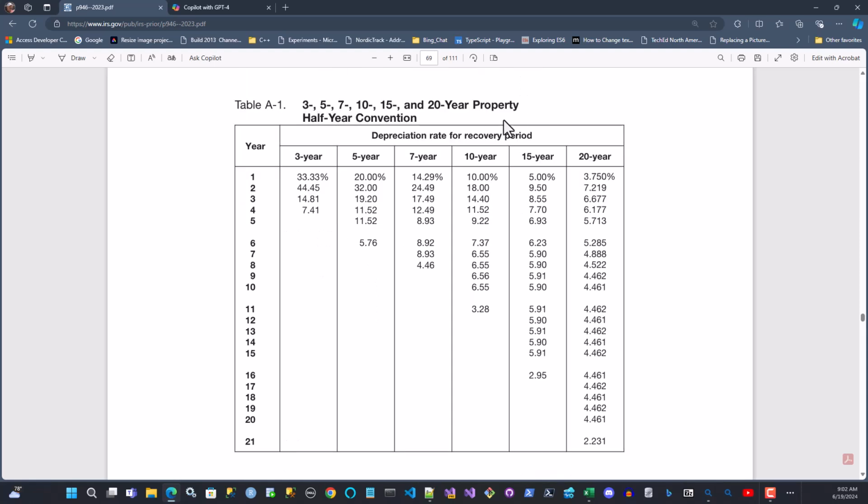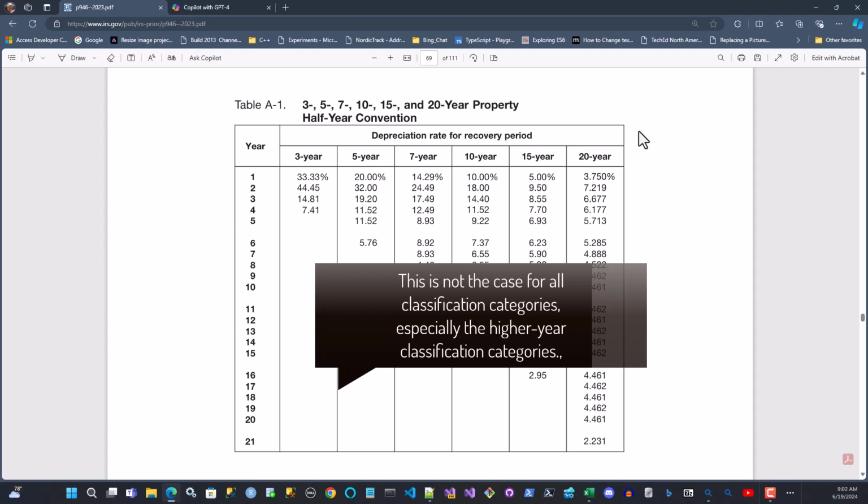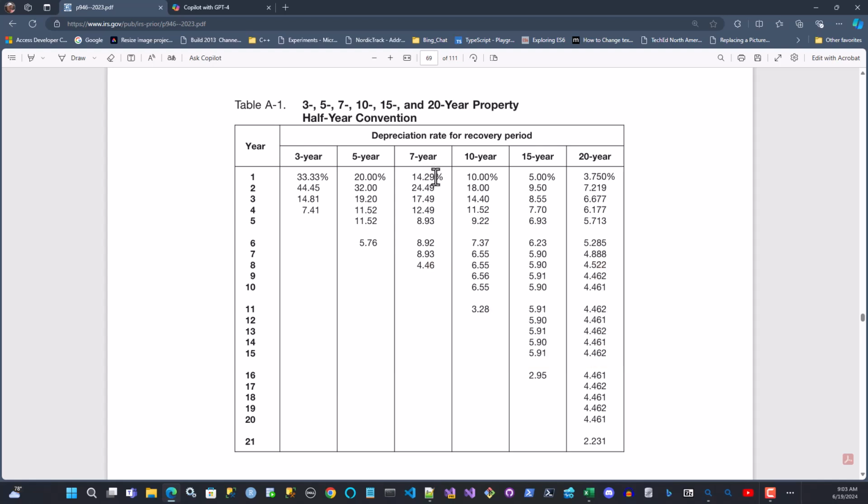It uses what is called a half-year convention. Now, behind the scenes, the method used by the IRS is called the double declining balance method. You have a choice. You can also use what is called an optional straight line method. But for the purpose of classifying your property, you have to follow whatever category it falls under. So if it's a 7-year classification, you can only take 14.29% depreciation expense in the first year, and then only 4.46% in the last year.